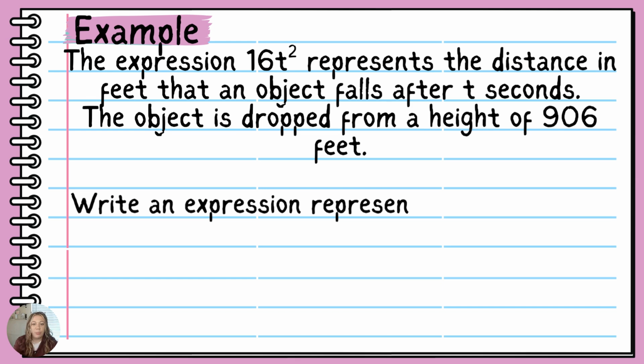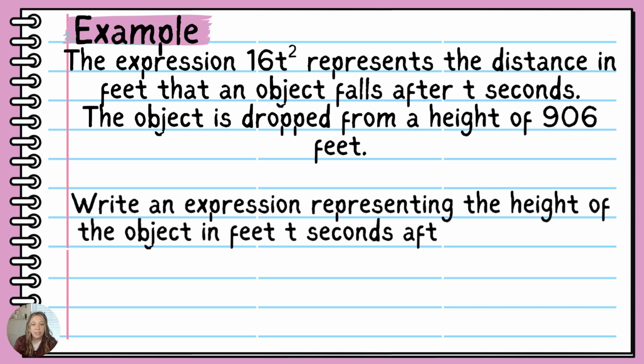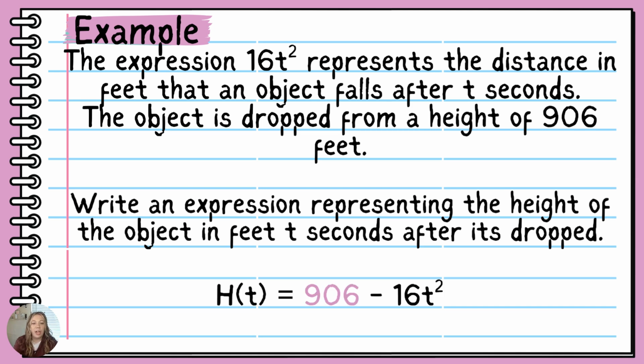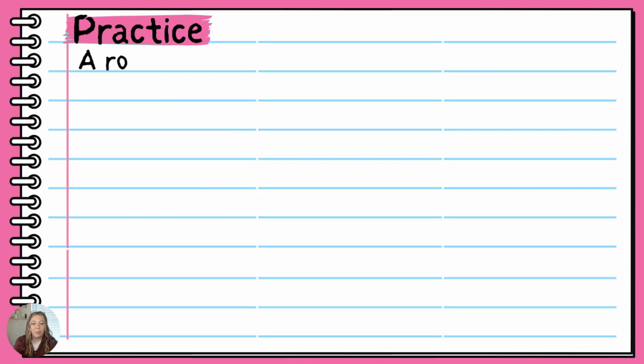Write an expression representing the height of an object in feet t seconds after it is dropped. We can take what we already put. We know that the height will just be the initial height of 906 minus 16t squared. So we just need to find out how long it was falling, and then we can find the height. Here are some practice problems.